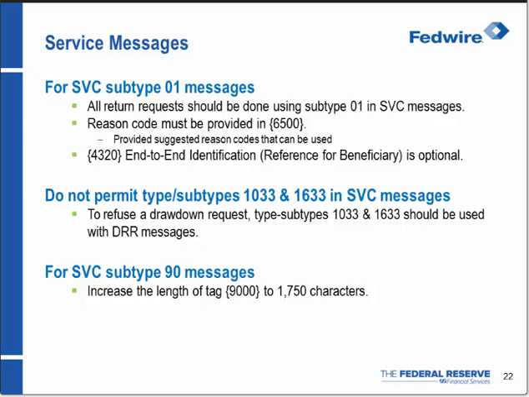And for pure free text service messages, based on feedback from participants, we have increased the character length of tag 9000 to 1750 characters. That would be the SVC business function code with subtype 90. Moving on to the next slide.